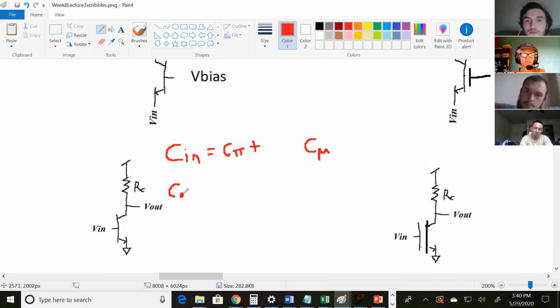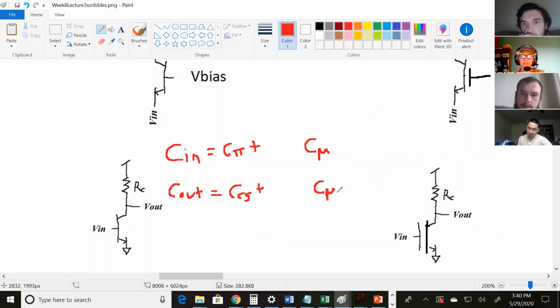And what about C out? C mu plus CCS. CCS plus, and we'll do C mu out here. Okay. So what we've been doing so far is a great approximation if both sides of your capacitance aren't moving.